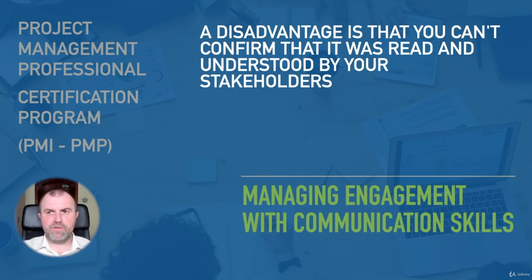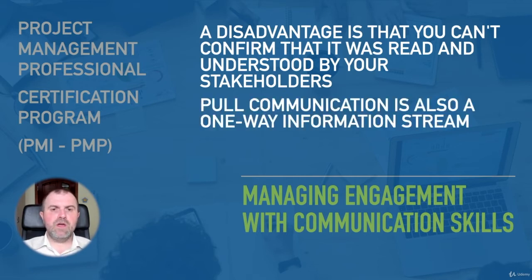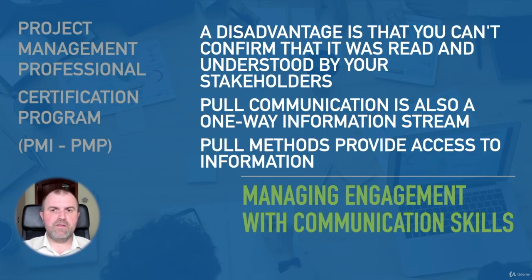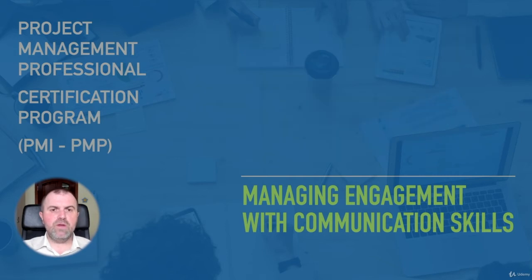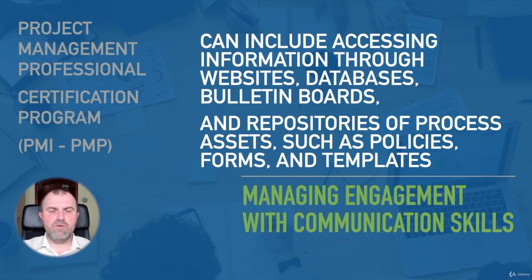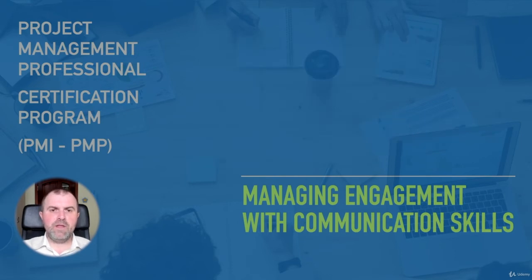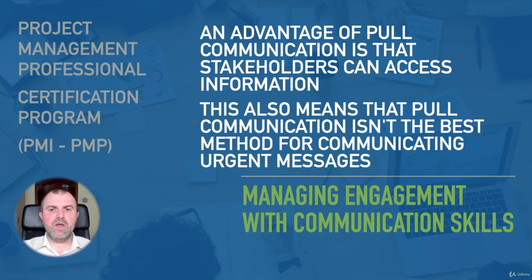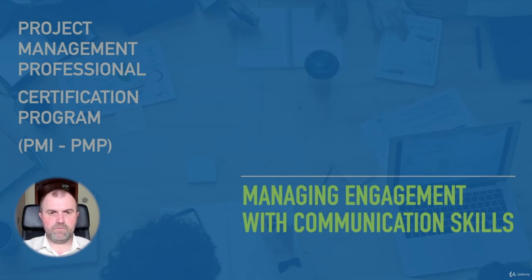Pull communication is also a one-way information stream. Pull methods provide access to information, but the onus is on the receiver to retrieve it. This can include accessing information through websites. An advantage of pull communication is that stakeholders can access information they want at their own discretion. But this also means that pull communication isn't the best method for communicating urgent messages.